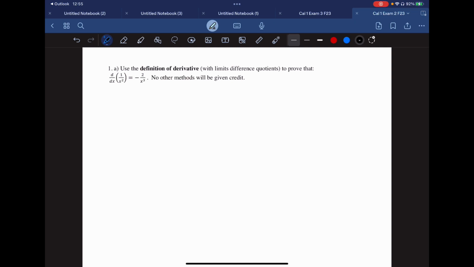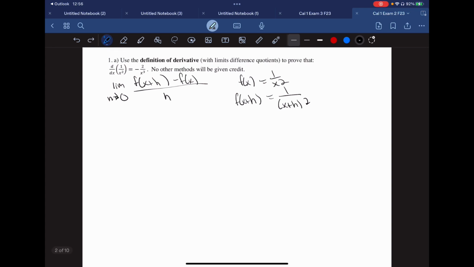All right, so first what we need to know is the definition of the derivative. What is the definition of the derivative? Well, that is the limit as h approaches 0 of f of x plus h minus f of x all over h. This is your definition of derivative, right? So if f of x equals 1 over x squared, then f of x plus h will equal 1 over x plus h squared, because you just plug this into that, right?